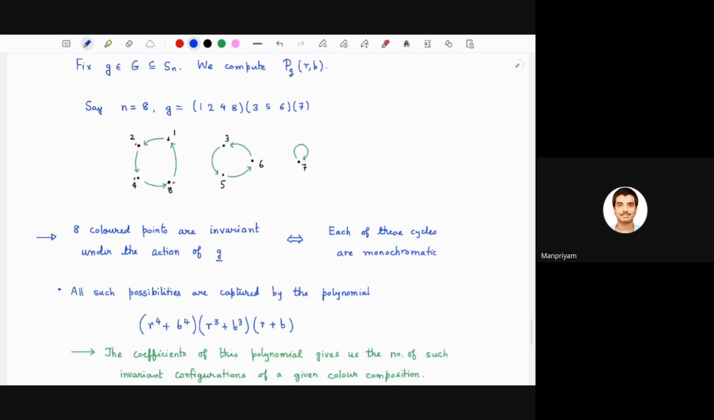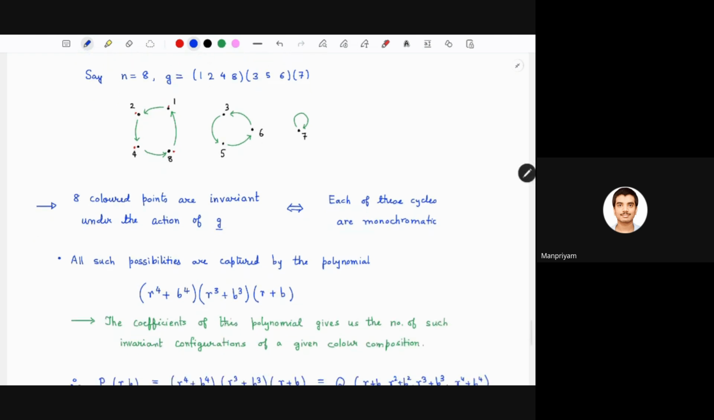Well, and how many possibilities are there? What is the polynomial which captures such possibilities? Because you're coloring 4 of them with R or 4 of them with B, it's just R to the power 4 plus B to the power 4, times R cubed plus B cubed, times R plus B. This is the part which I will not justify. It's a nice combinatorial trick to write down these polynomials. You can justify it yourself, and this would be the polynomial corresponding to it.